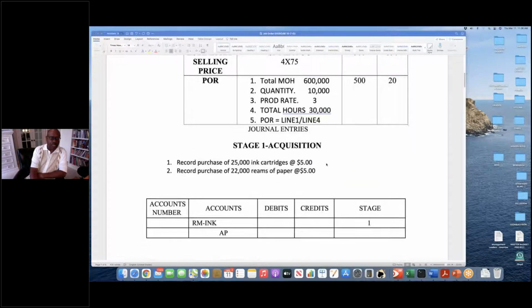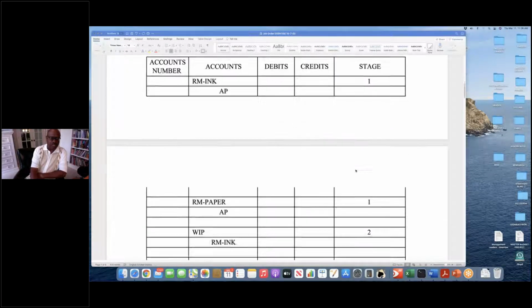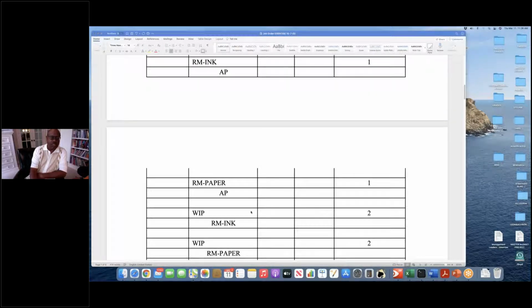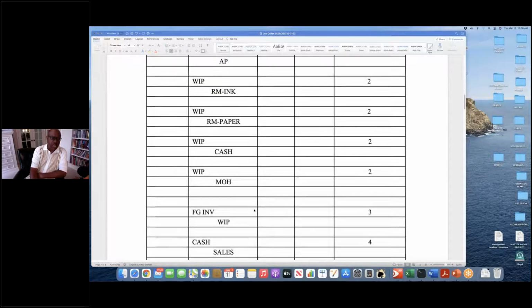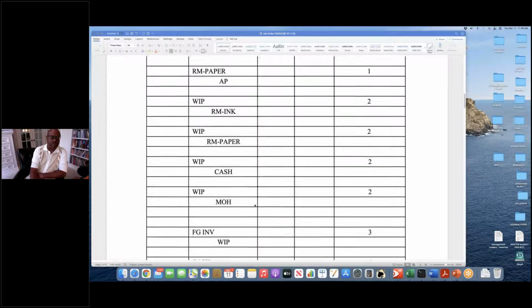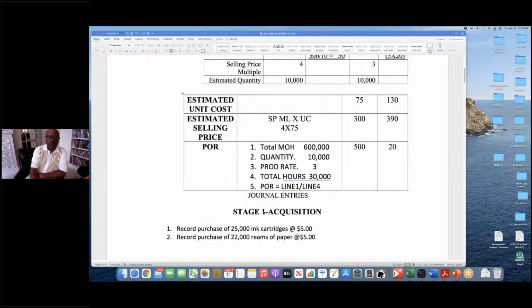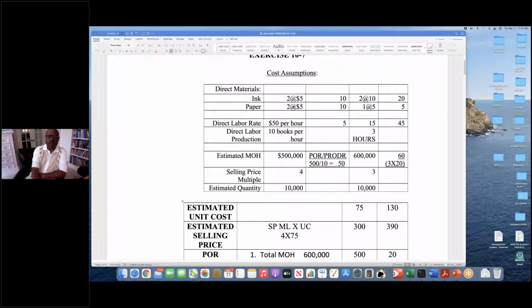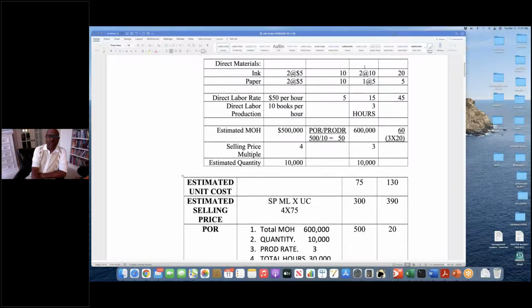Okay. So here are our first 2 journal entries. What I told you was that journal entries stay the same. So you should have all of this already done. And what we're going to do is work with our new numbers. So we're going to come over here and work that last column.